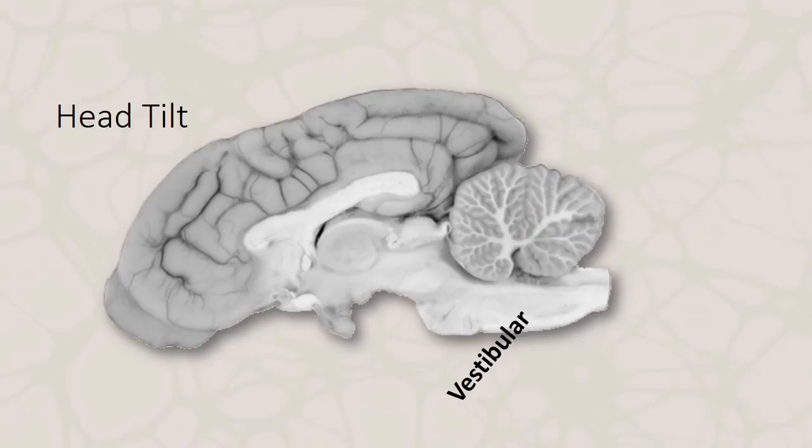For a patient to have a head tilt, there's a vestibular localization. Now, we're not going to know if it's central or peripheral, but a head tilt should be a dead giveaway that that patient has a vestibular problem.